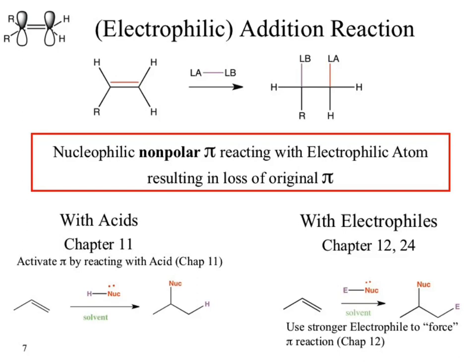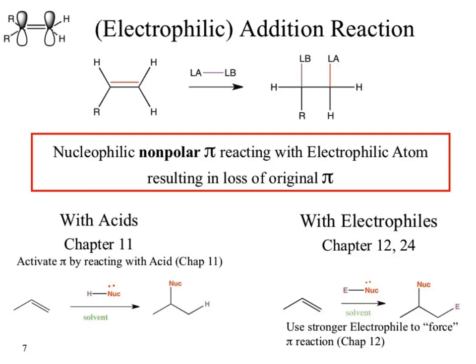Depending on the reagents, we may need two steps to add the Lewis acid and the Lewis base, or I may be able to do it in a single fell swoop. It all depends on what kind of reaction I'm running. So, nonpolar pi bonds. There are polar pi bonds, but those are in second semester. Chapter 11 says acids. I take an alkene or an alkyne and I add an acid.